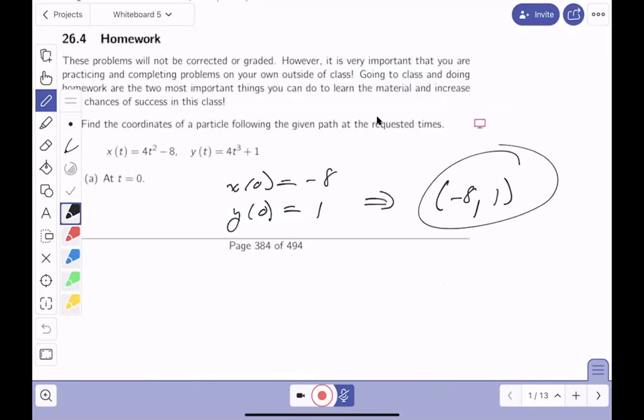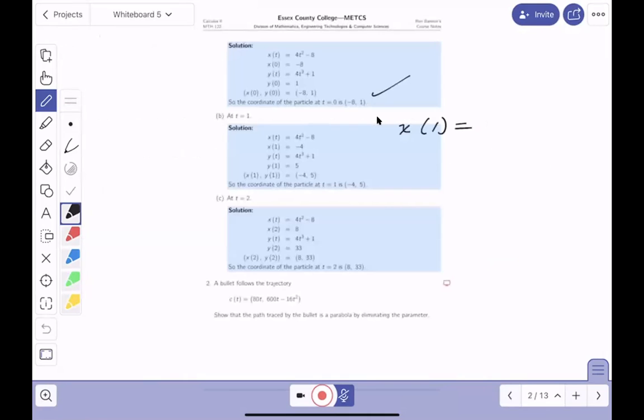And to remind myself of the function, it's 4t squared minus 8. That's going to be -8. I'm sorry, not -8, it's 4 minus 8. My mistake. Let me go backwards. 4 minus 8, which is -4.